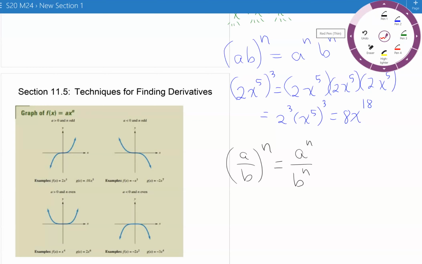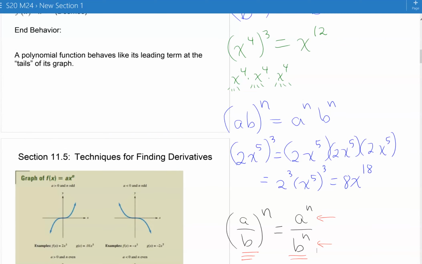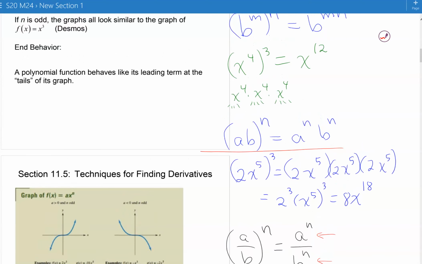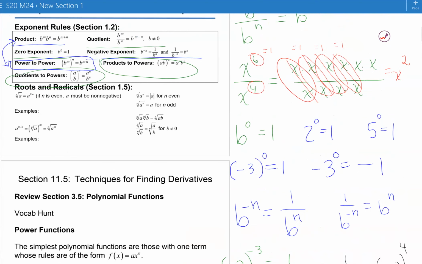On the left, you have the quotient first and then the exponent. And on the right, you have the exponents first and then the quotient. So this property works both ways, as does the products to powers. So make sure you're clear that all those equal signs mean all of these properties work both directions. They're two-way properties. Okay, so that's section 1.2.